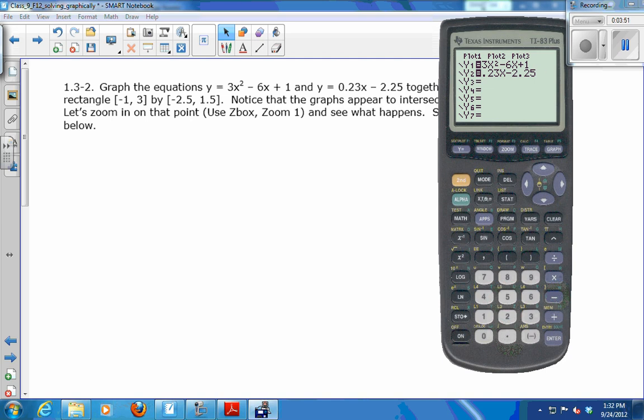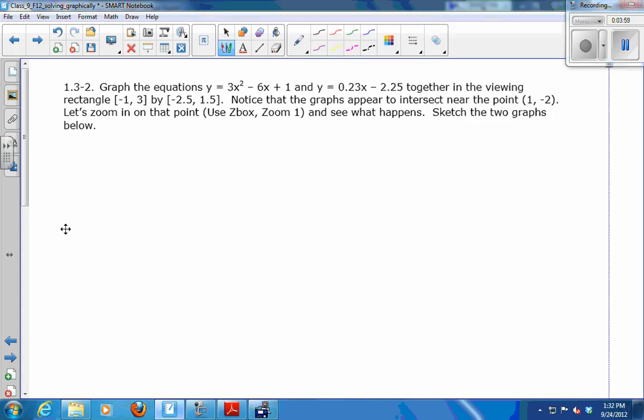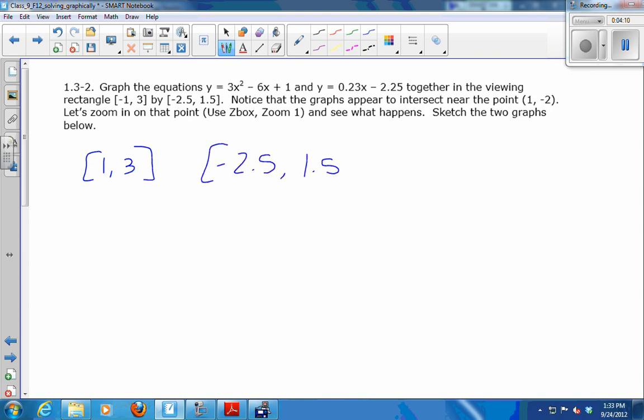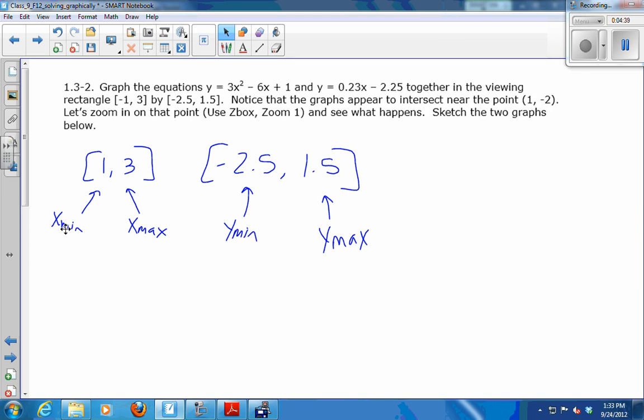And they've given me a window in which I should look at these things. So when they give you a window like this, -1 to 3, -2.5 to 1.5, that's interval notation. They're giving you a range. And they always are going to go x, y. So the -1 is x min, the 3 is x max, and the -2.5 is y min, and the 1.5 is y max. So this is how windows will generally be given to you, whether it's in your homework or on a test. If I want you to graph something in a specific window, this is what I'll tell you to do.